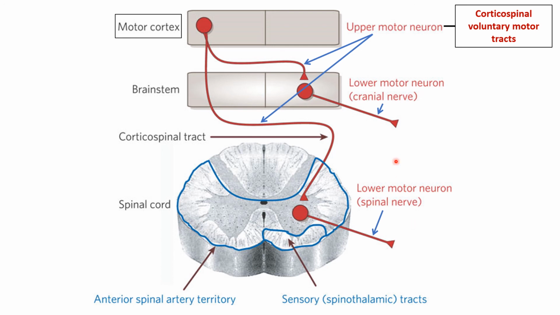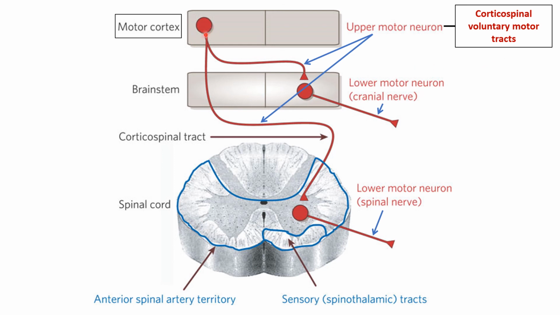The upper motor neurons begin in the motor cortex of the brain. That's where the cell bodies of these axons start, and they are primarily made up of the corticospinal tracts. The corticospinal tracts are your voluntary motor tracts.